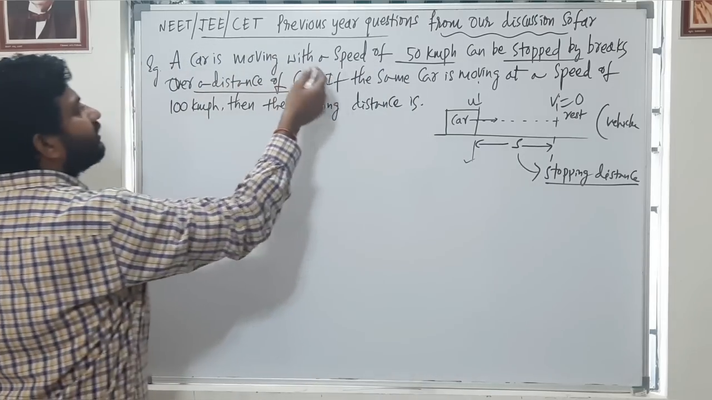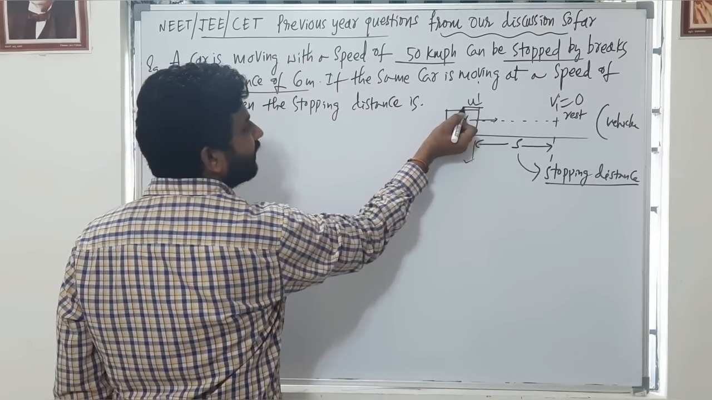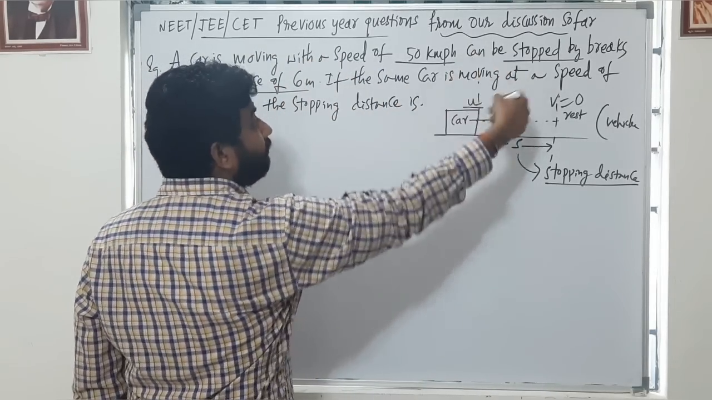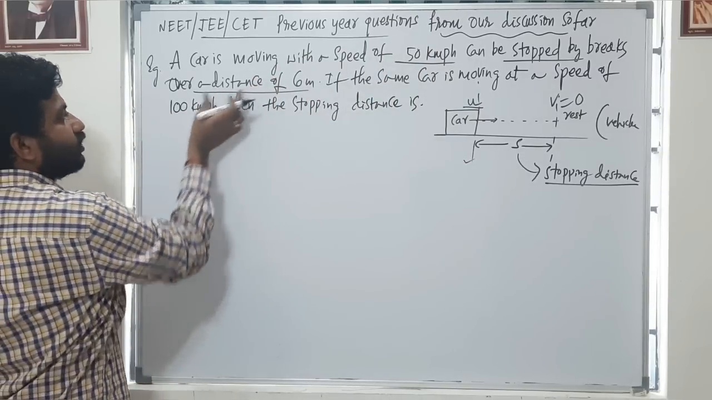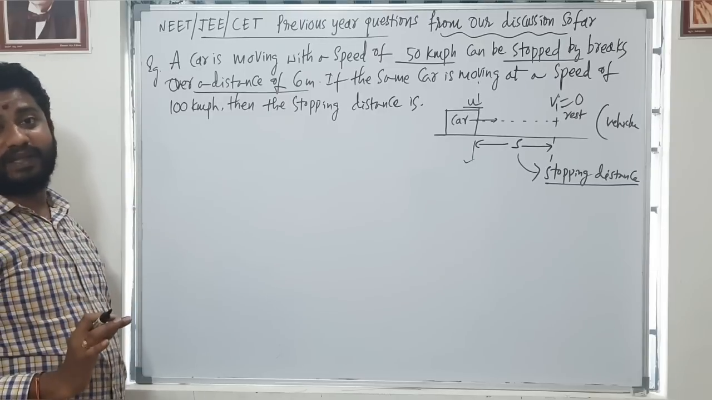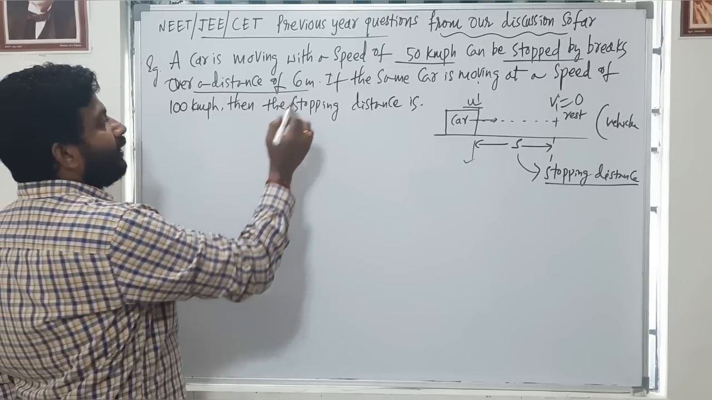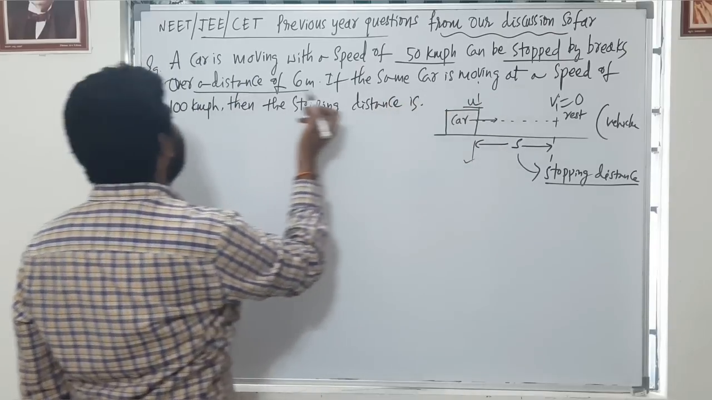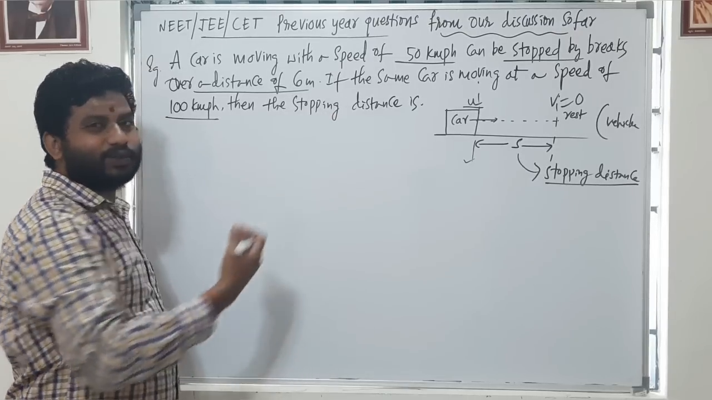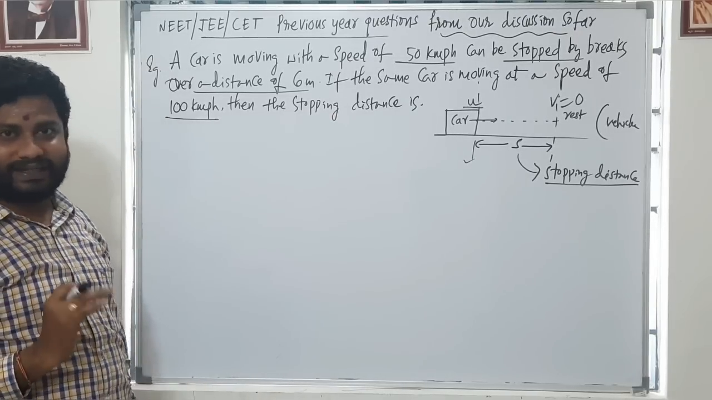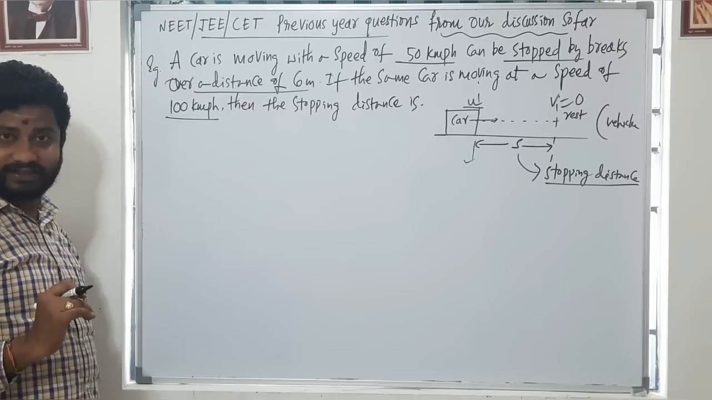A car moving with a speed of 50 kilometers per hour can be stopped by brakes over a distance of 6 meters. Here the stopping distance is how much? 6 meters. Now if the same car is moving at a speed of 100 kilometers per hour, then what will the stopping distance be? There are two conditions. What are the two conditions here?